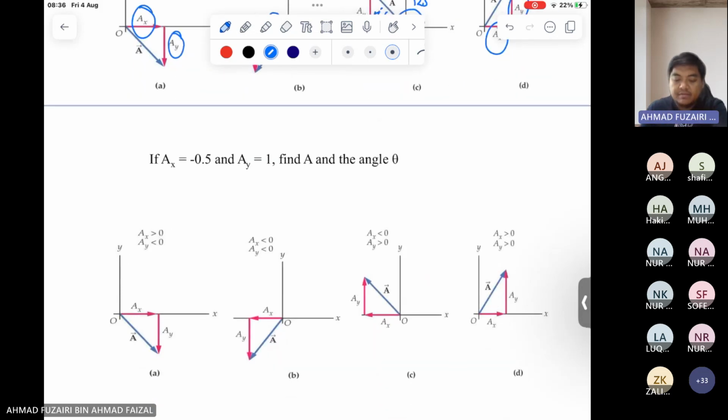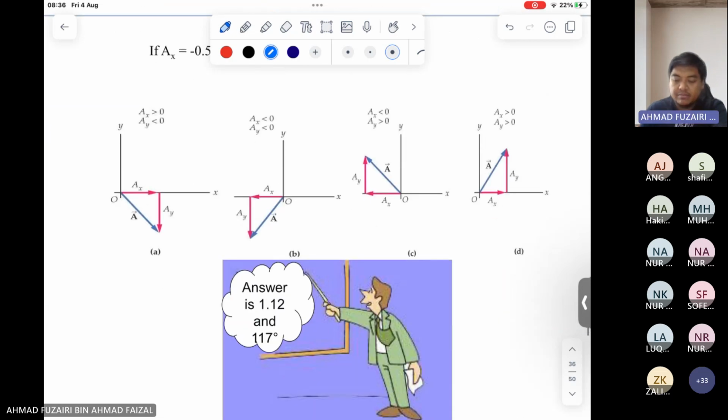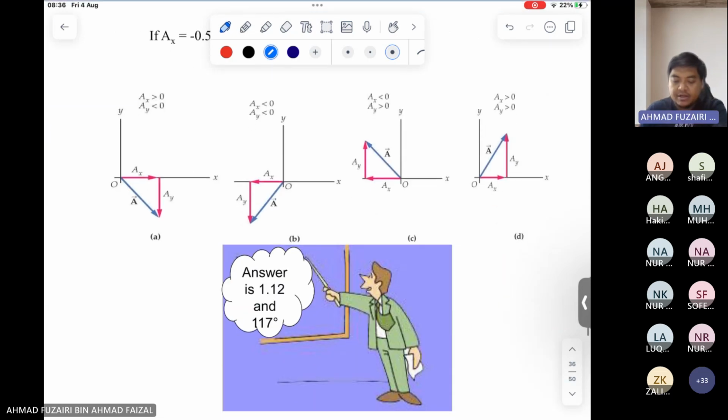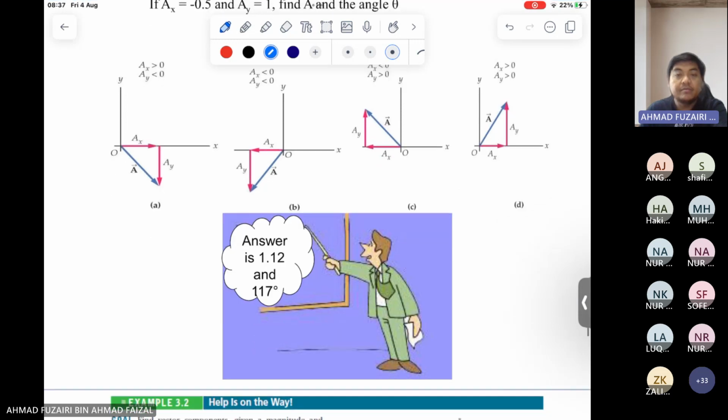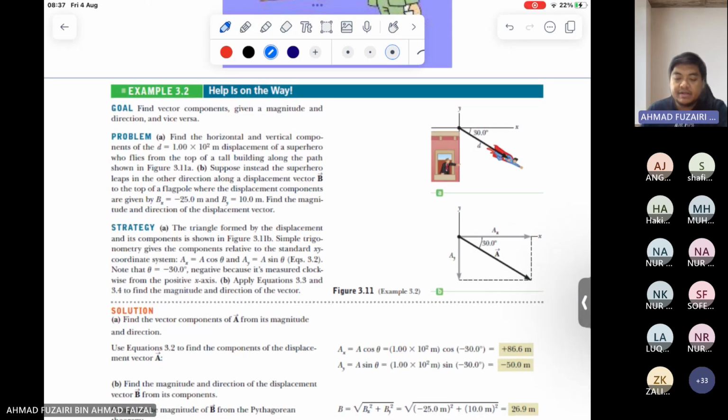If AX is negative 0.5 and AY equals to 1, find A the angle theta. So kita boleh carilah value dia. Ini kita boleh calculate kemudian lah. Because nanti kita kena calculate value setiap satu. Okay, let's look at these examples. Find vector components given the magnitude and direction and vice versa.